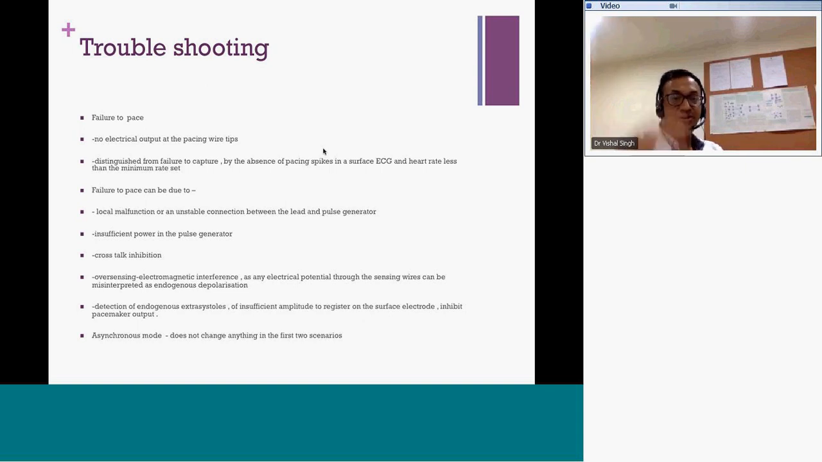That's important. So the causes are device local malfunction or unstable connection, insufficient power to the pulse generator, crosstalk inhibition, oversensing with electromagnetic interference, and endogenous extrasystoles insufficient to register on the surface electrode, which inhibit pacemaker output. Asynchronous mode does not change anything, as I said earlier, in the first two, which are the local malfunction and insufficient power to the pulse generator.